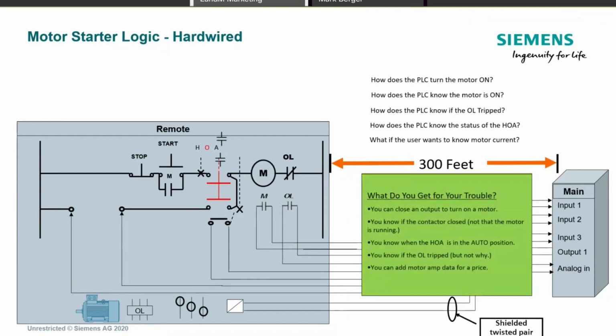What type of things do you get with this? You could lose the output to turn on the motor. You know if the contactor is closed, but is the motor actually running? Unless you have a visual indication, you don't know if the motor's running. So that's where the current comes into play. But in addition, if the motor's running, but maybe the coupler is broken that ties to the load that the motor is supposed to be turning, you've lost that. Also, the auto position may not be working, and then overload trip and so forth. And then the data for the amperage of the motor may be a little bit pricey for you.